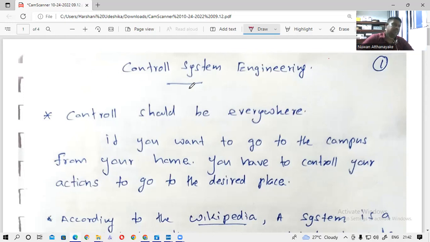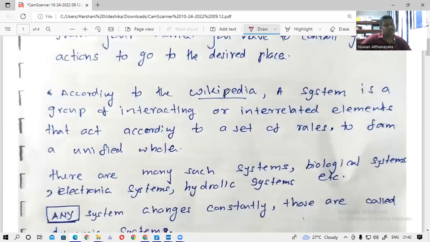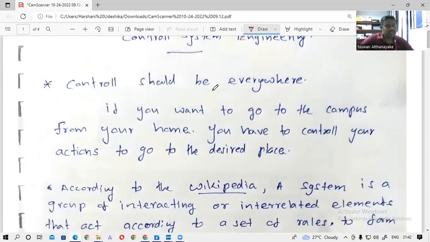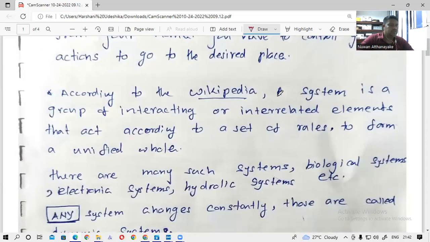And what is a system? This word is defined in many ways in different fields. For example, in signals and systems, I think you don't have that subject. What I want to tell you is that a system is defined in many ways in different subjects. I got this definition, or this may not be a definition, it may be just a description.